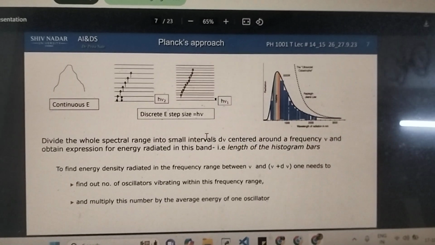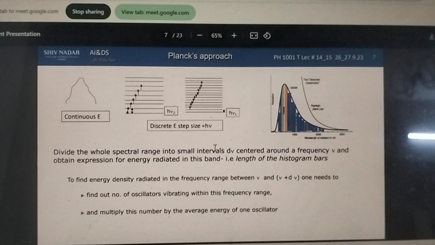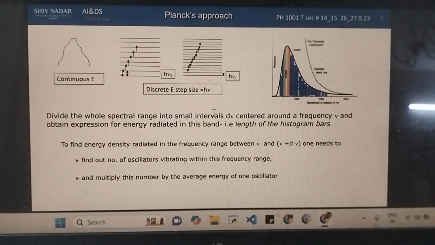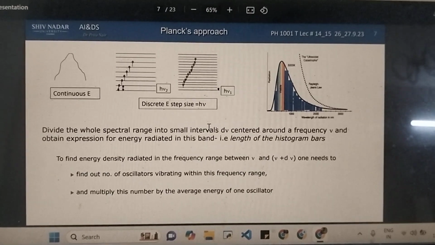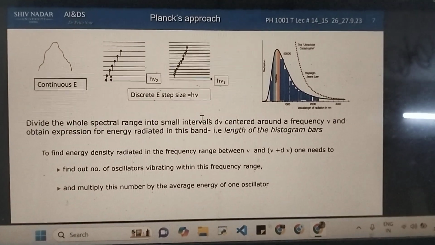So now again, what was Planck trying to do? He was trying to find the expression for energy. So what was his approach? He divided the whole spectral range into small intervals d nu, meaning the entire frequency range.